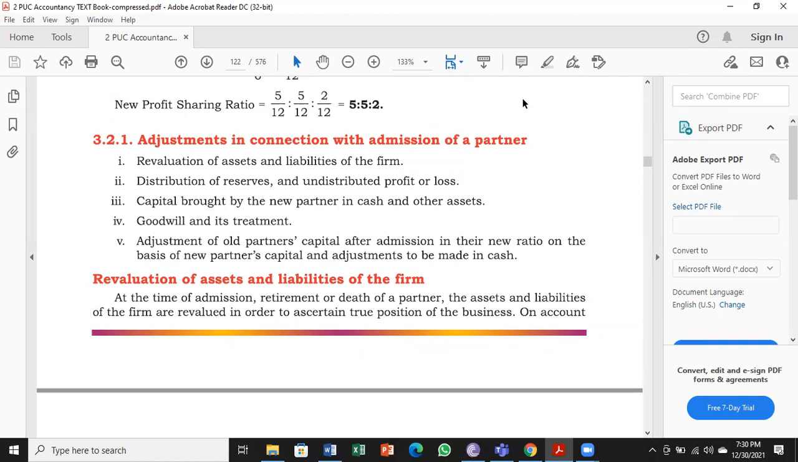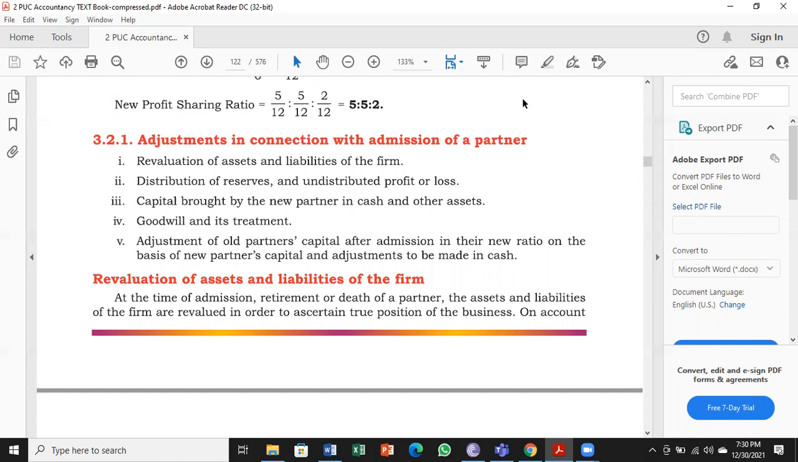Next, distribution of reserves and undistributed profit or loss. Every business may have a reserve fund, general reserve, fluctuation fund, investment fluctuation fund, something like that. The fund is created out of profit earned by A and B. So if the reserve is left as it is and C enters the business, then that reserve is also shared by C. So think as A and B.